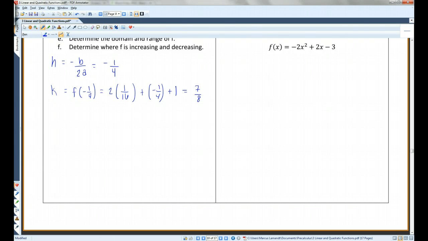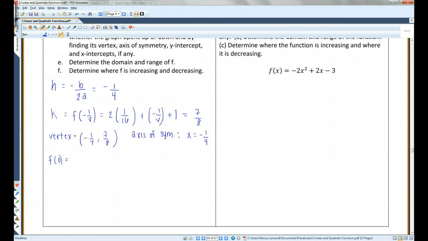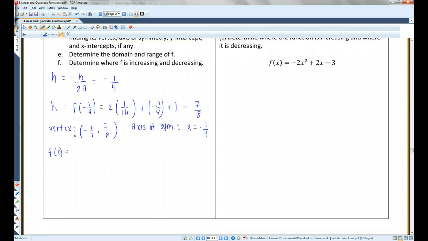Okay, so the vertex is at negative 1 over 4, 7 over 8, which means the axis of symmetry is x equals negative 1/4. Okay? The y-intercept is basically where x equals 0, which in this case is going to be 1.